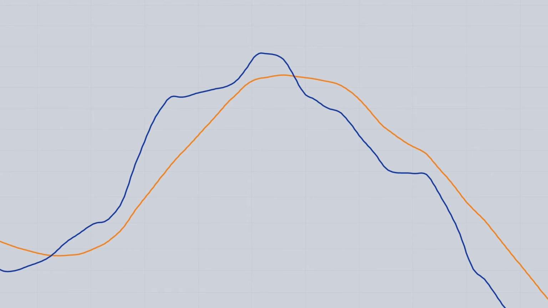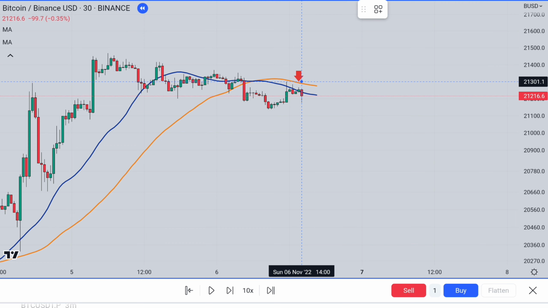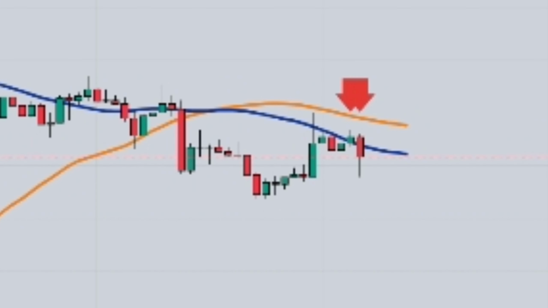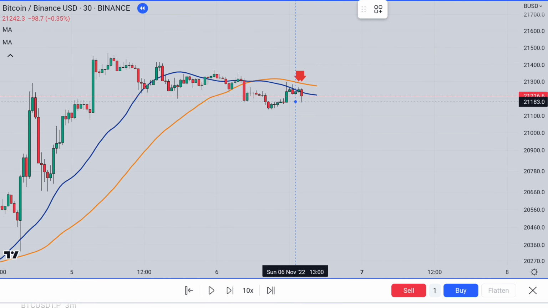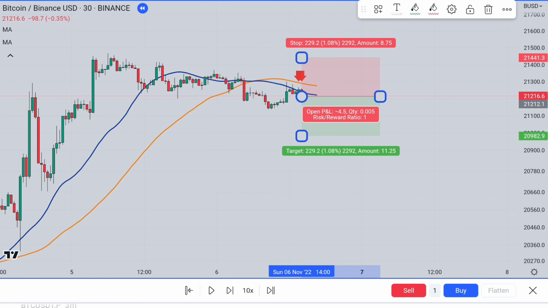Now, let's practice with an example. The necessary conditions for a short position are as follows. First, the blue line must be below the orange line. Then a green candlestick must close between the two lines, and finally, a red candlestick must close below the blue line. Once all these conditions are met, the trader enters into a short position. I am setting the risk-reward ratio for this trade at 1 to 3.